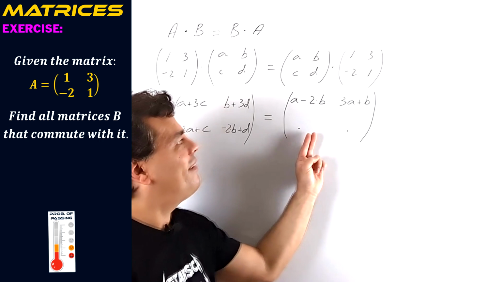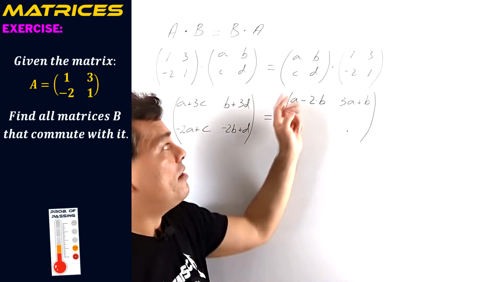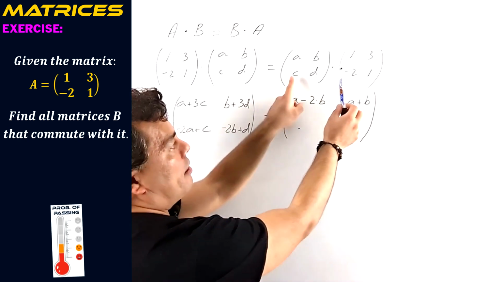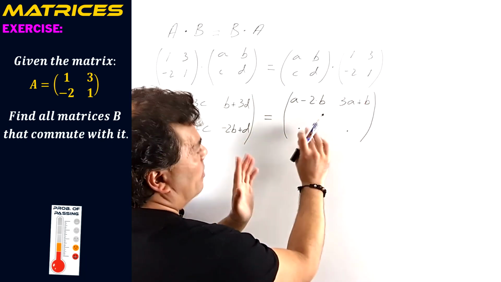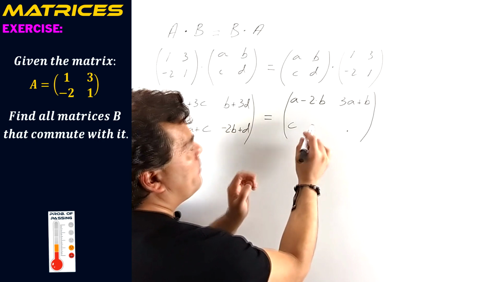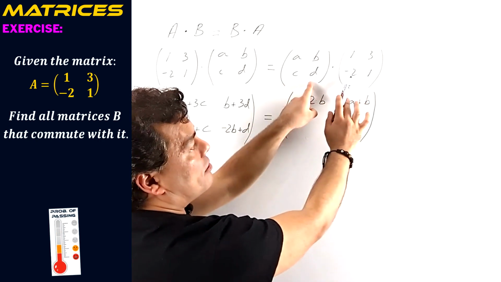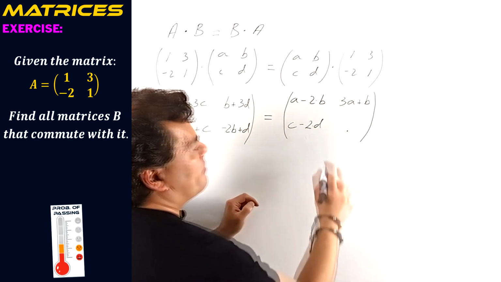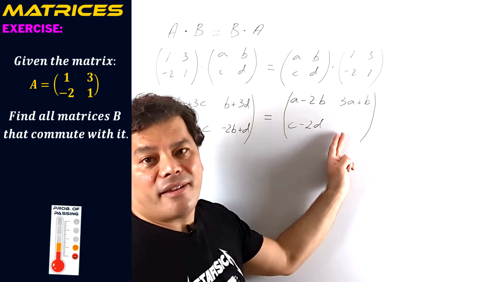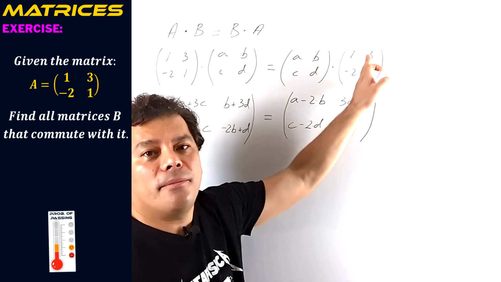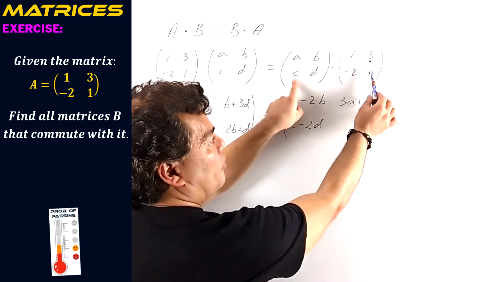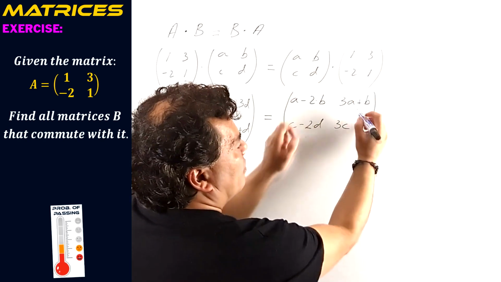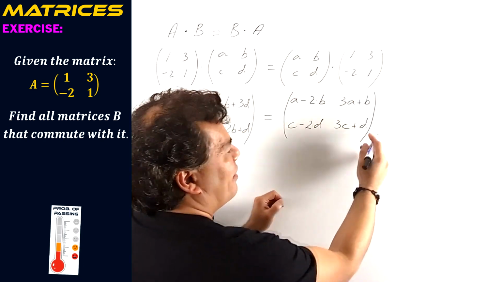Third position, row 2 of the first matrix and column 1 of the second one. C times Y, C times 1, C, minus 2 times D, minus 2D. And finally, row 2, column 2. 3C, plus D.